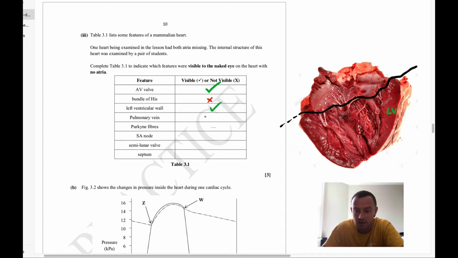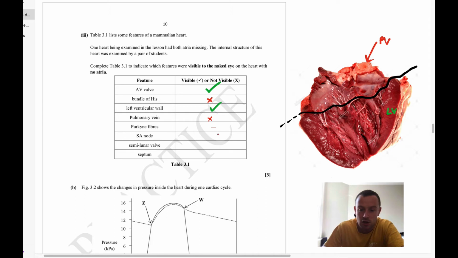Pulmonary vein. Pulmonary vein supplies the left atrium, so you wouldn't be able to see that. So the pulmonary vein would bring in, I think it could be that one or it could be that one. I'm not sure which one it is, but it would be one of those two.